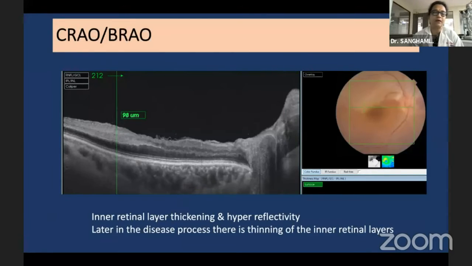In case of a BRAO or CRAO, there is inner retinal layer thickening and hyperreflectivity. As Dr. Rao has correctly pointed out, later in the disease process, there is thinning of the inner retinal layer. So this helps us in quantifying how much thinning can be seen in the later part.